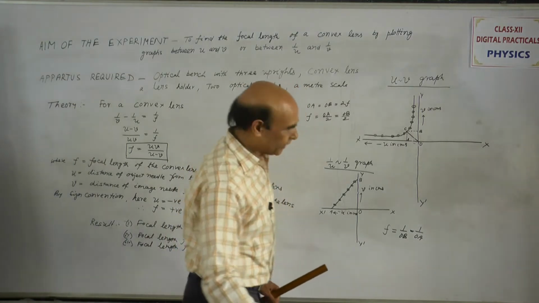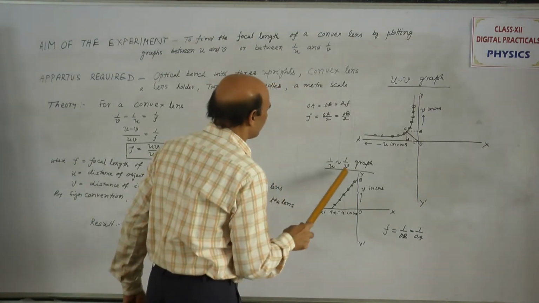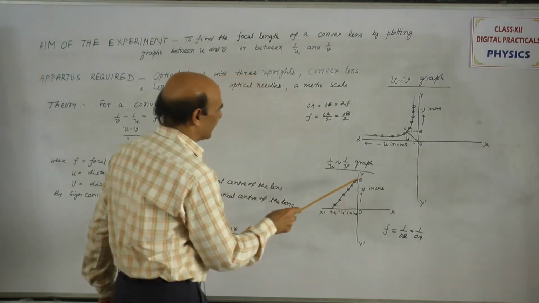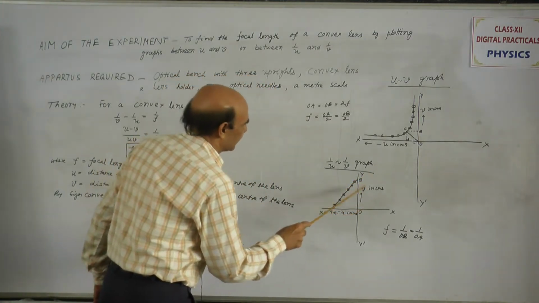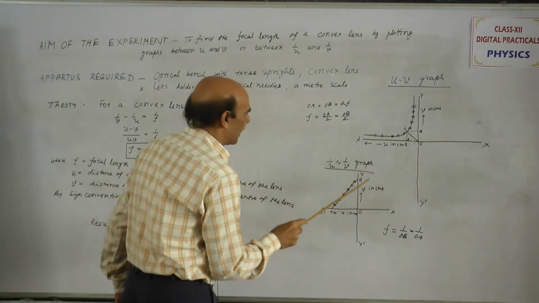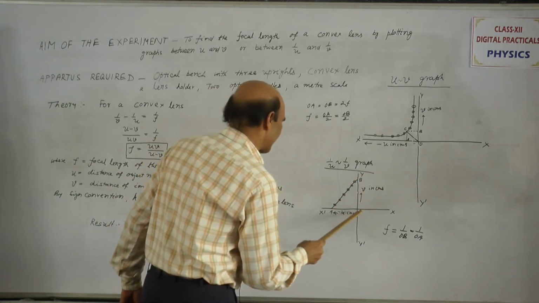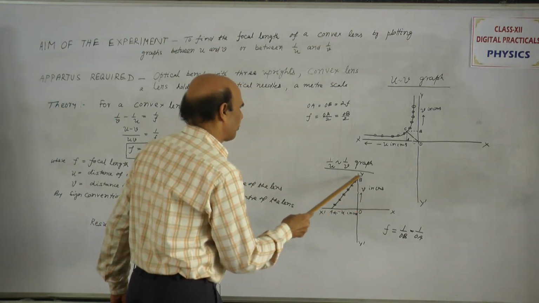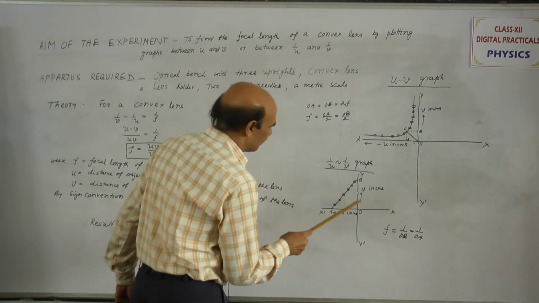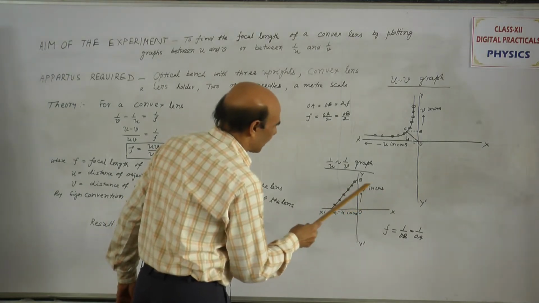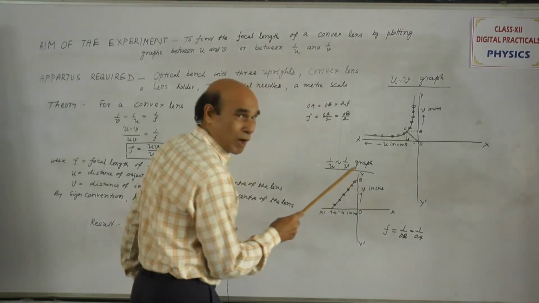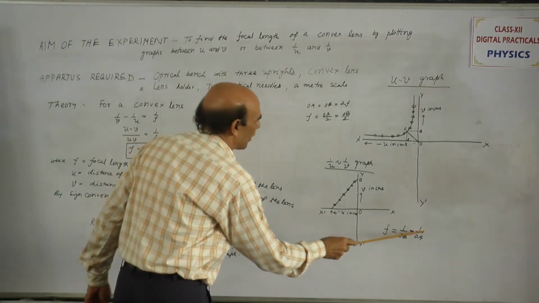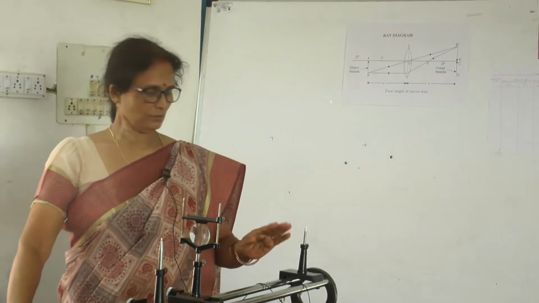And if you take the graph between 1 by u versus 1 by v, then the nature of the graph is a straight line like this. Taking minus u in this quadrant, this will be minus u and this is plus v, and the value OA or OB will be equal to 1 by f, so f will be equal to 1 by OA or 1 by OB.